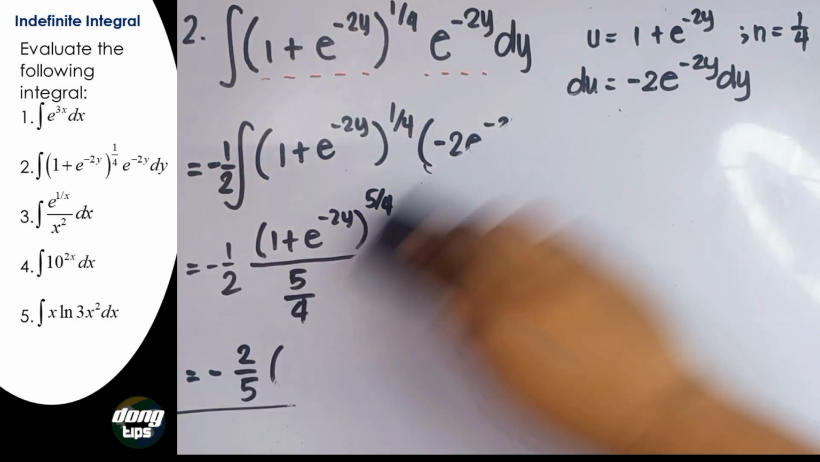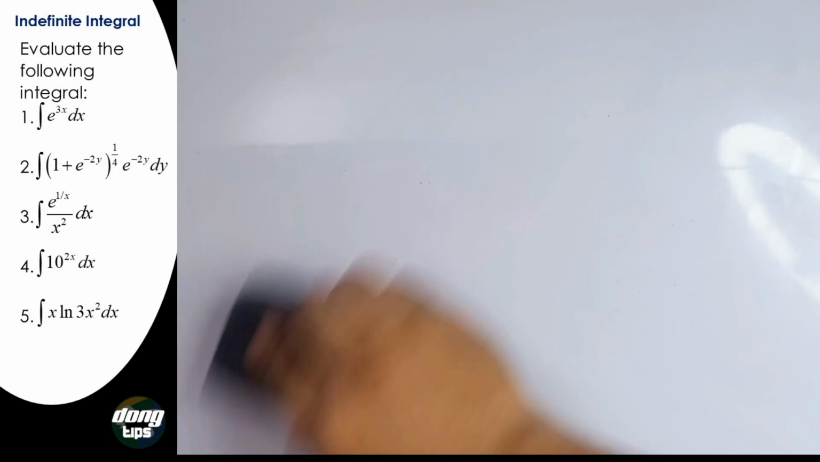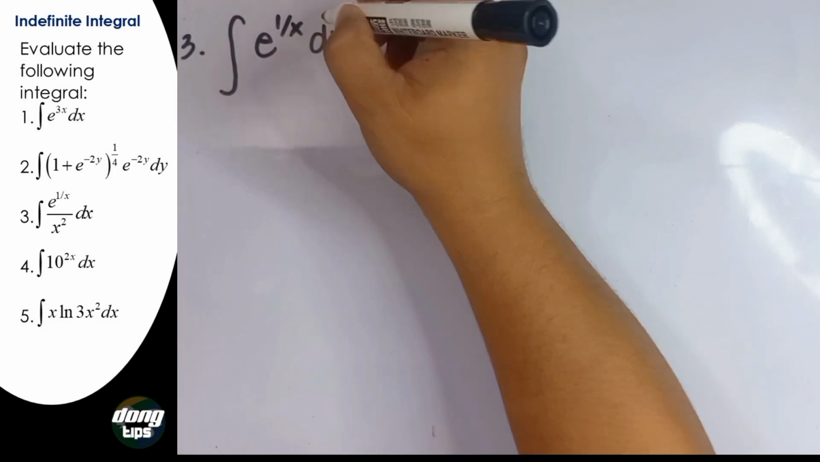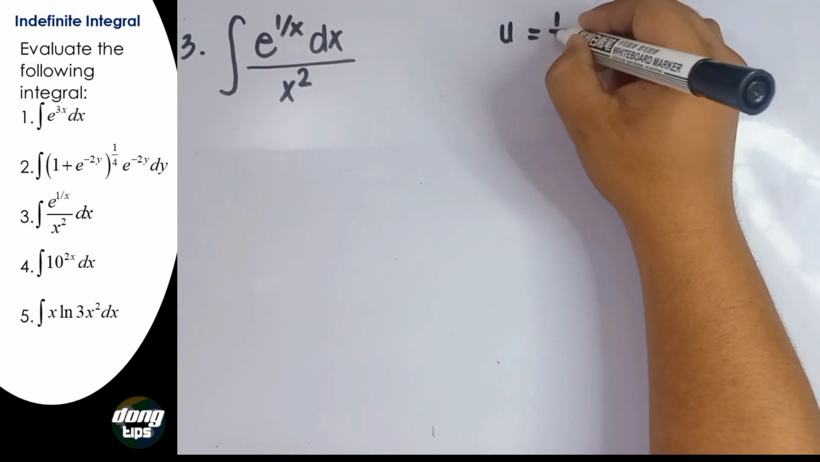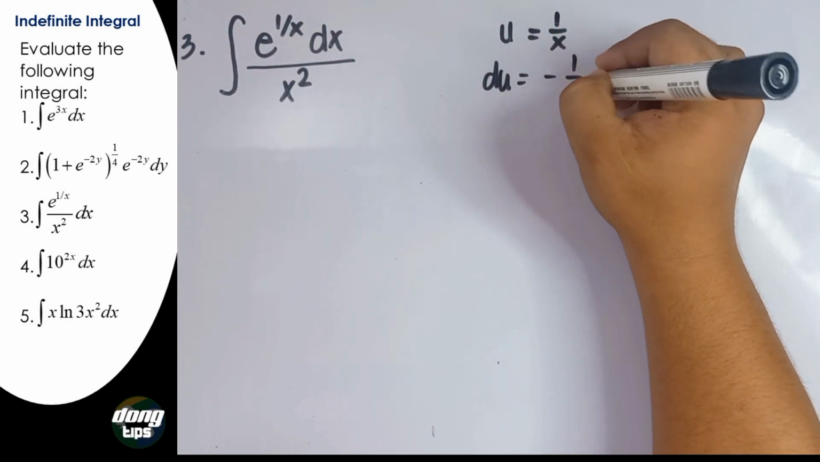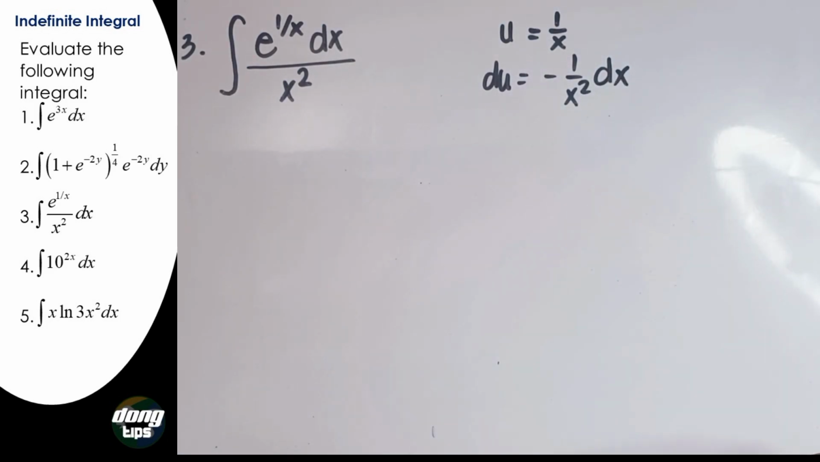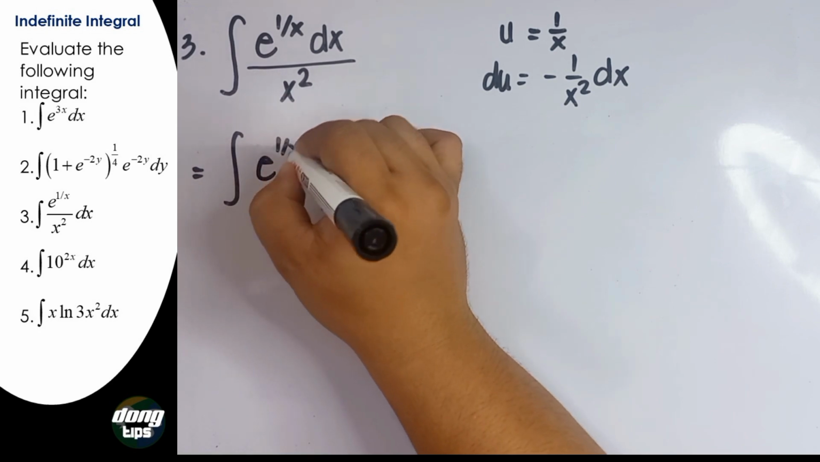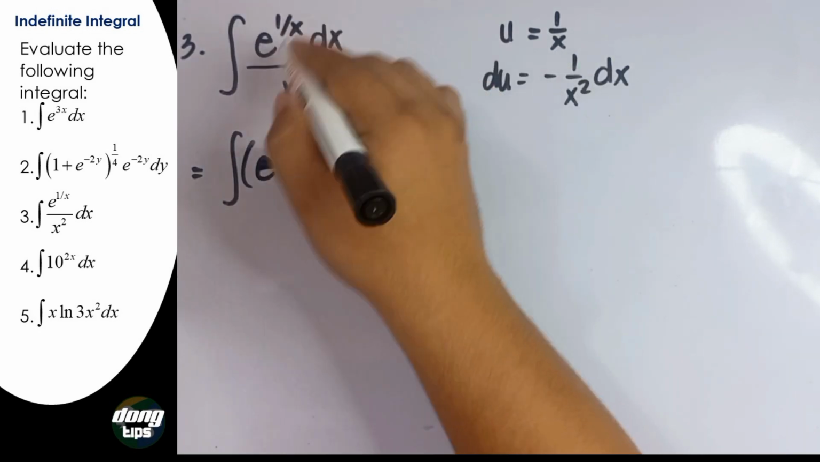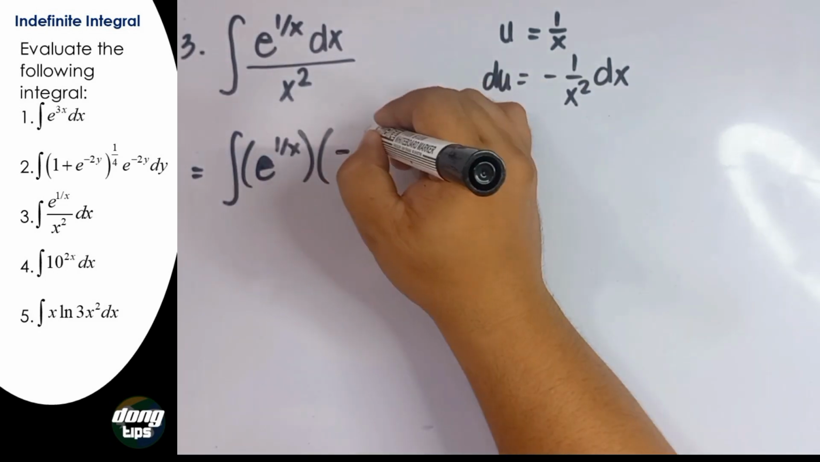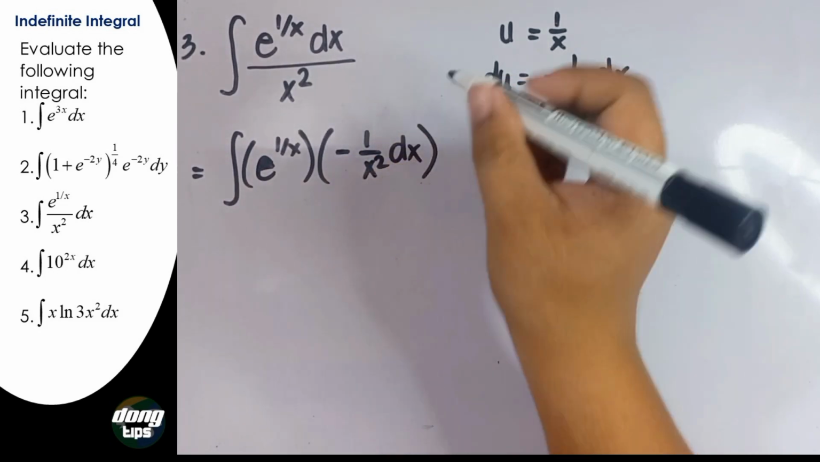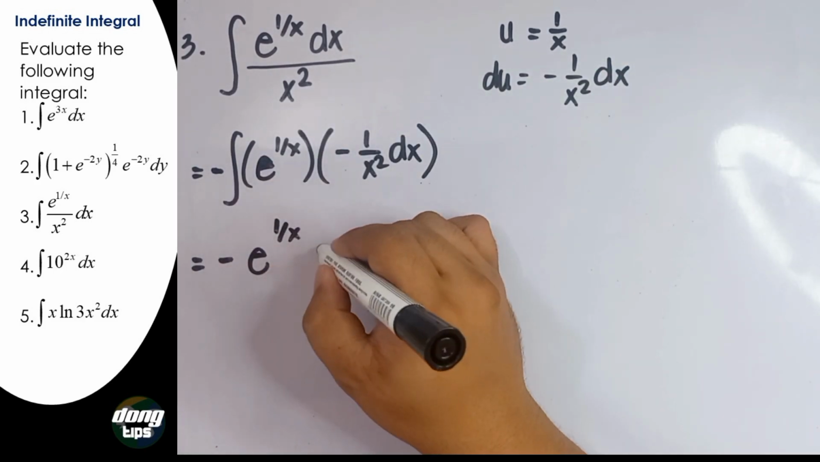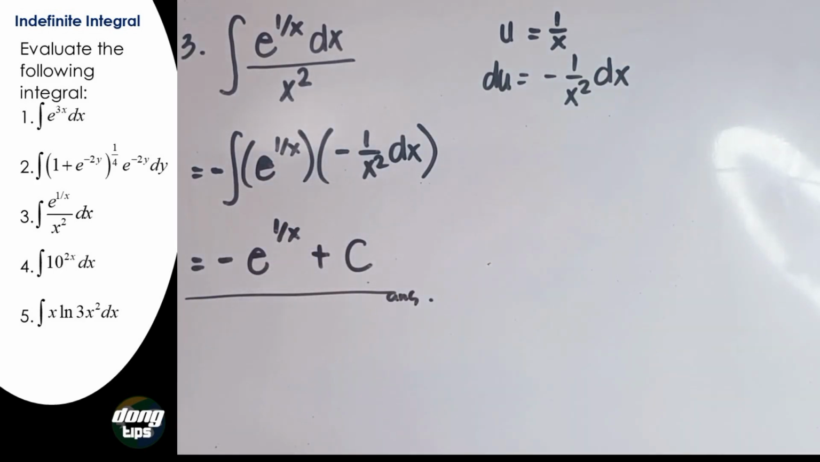For number 3, the integral of e to the power of 1 over x divided by x squared dx. Let's use u equals 1 over x and solve its derivative. Compare the derivative to the given. Modify. If we use the solved du equals negative dx over x squared, then multiply by negative 1. And the answer is negative e to the power of 1 over x plus c.